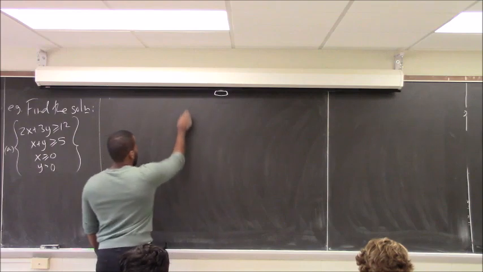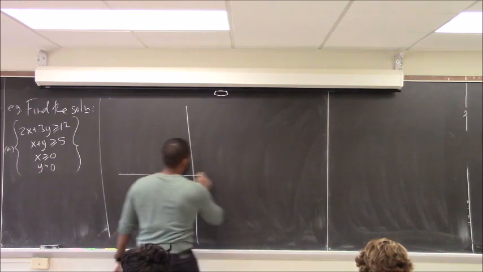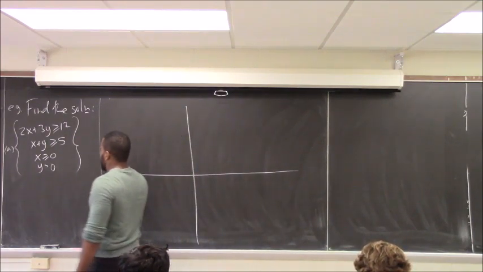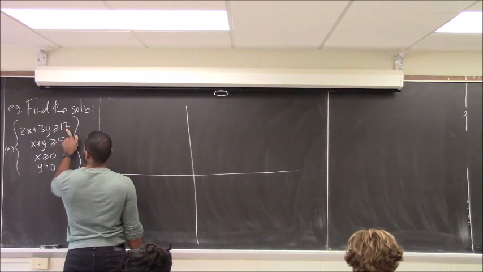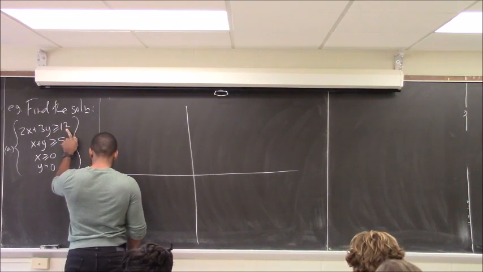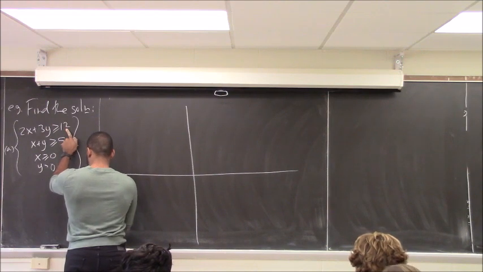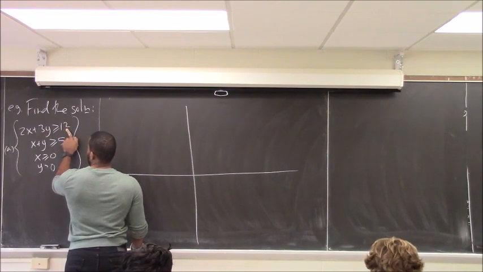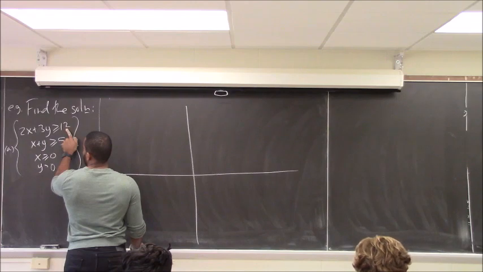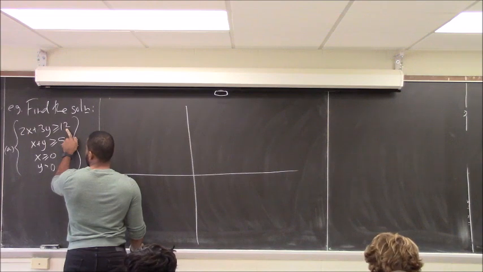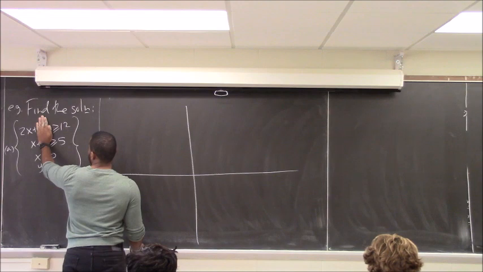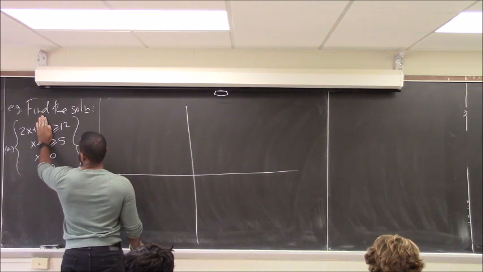Yep, so draw axes. What does the first line look like? How do I figure it out? What would the x-intercept be? Plug in y equals 0, solve for x, I would divide both sides by 2. So it gets 6.